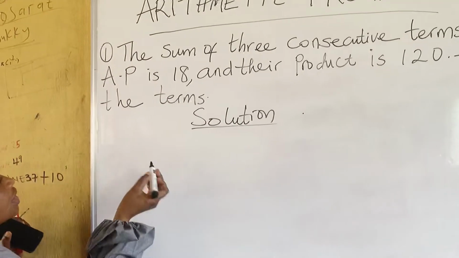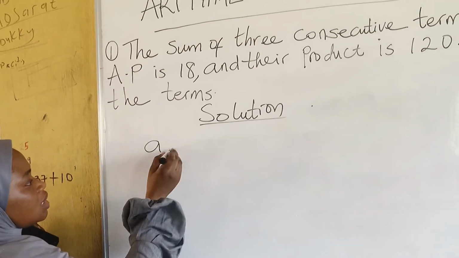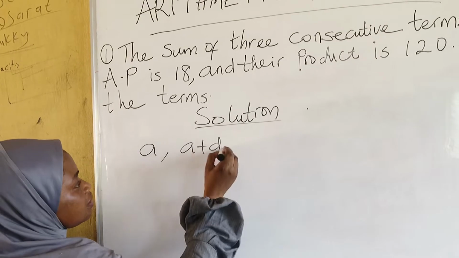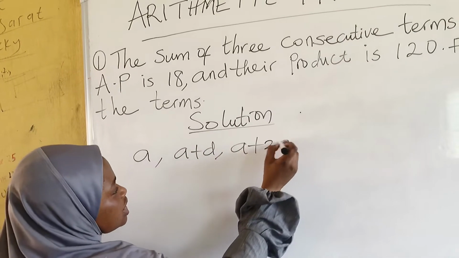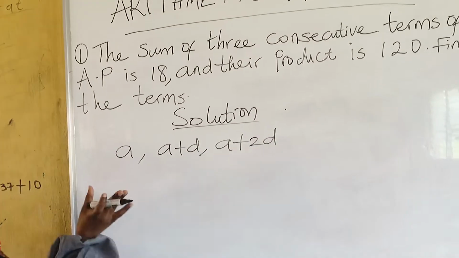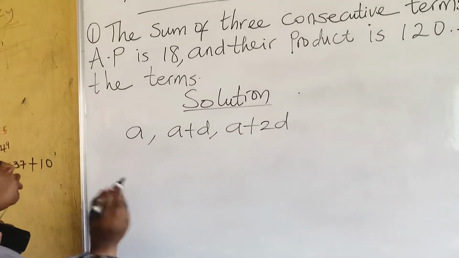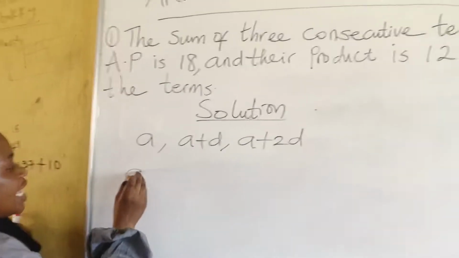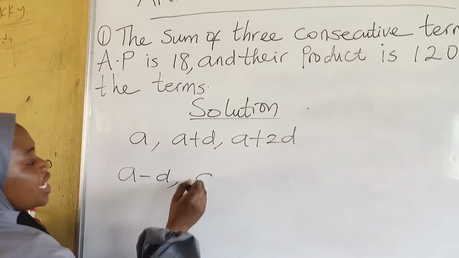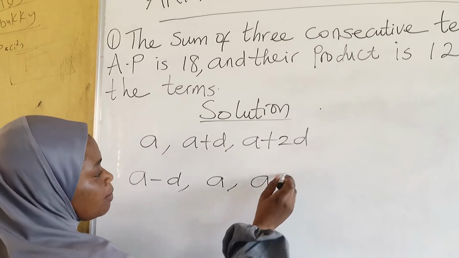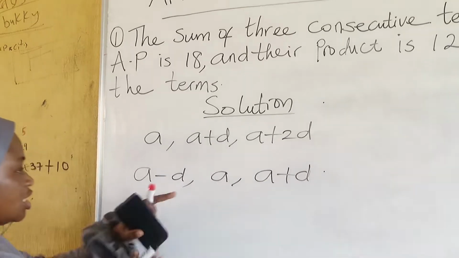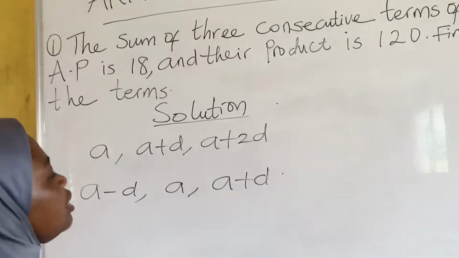We can say that the terms are A, A plus D, A plus 2D. Since they are consecutive, consecutive means they follow each other. But it will be easier for us to take A minus D, comma A, then A plus D. You will see the reason I choose this one now.